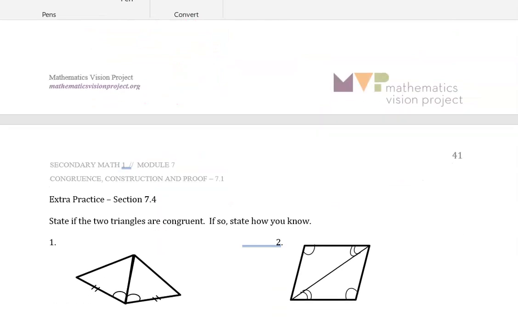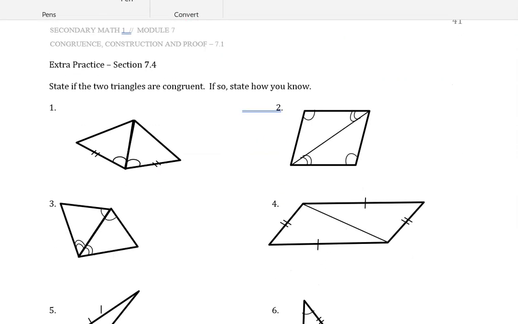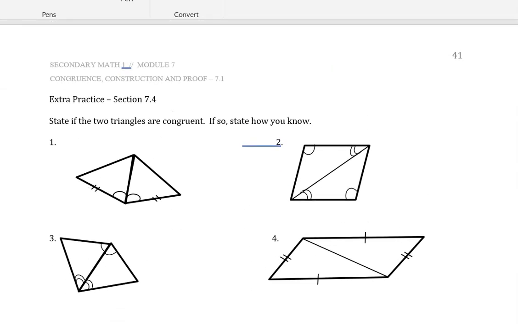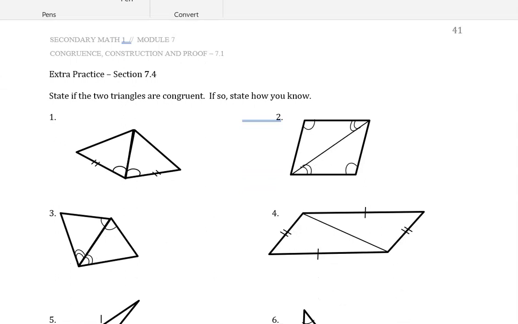So all you're going to do in this next page and then on the homework assignment, and none of these are particularly long, you're just going to state if these are congruent, and you're going to be using those 5 options. Now there is one little new thing here.